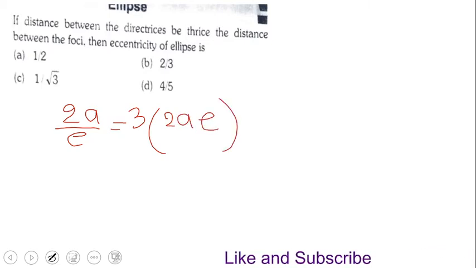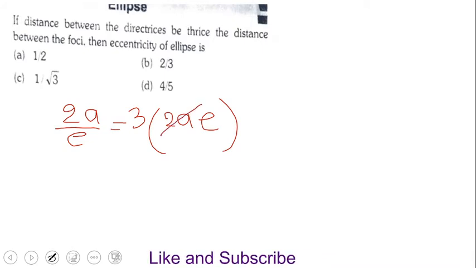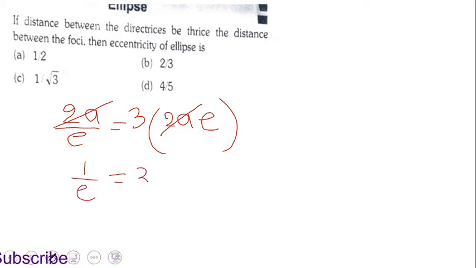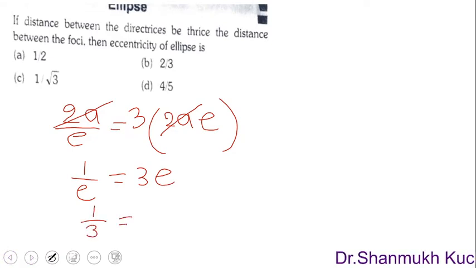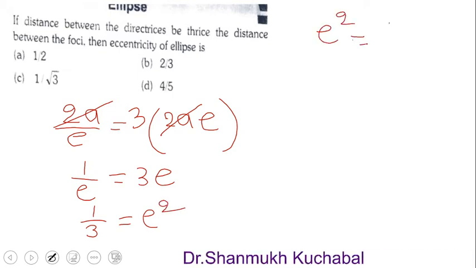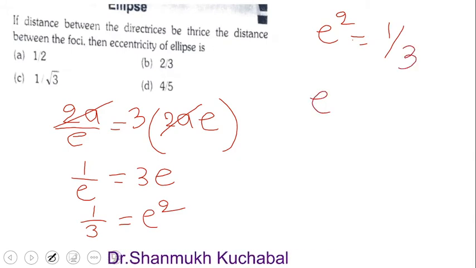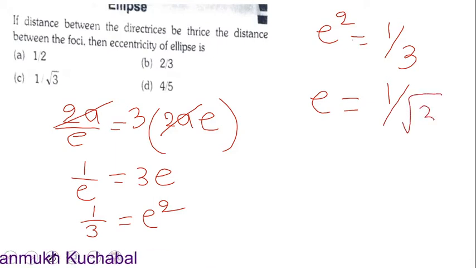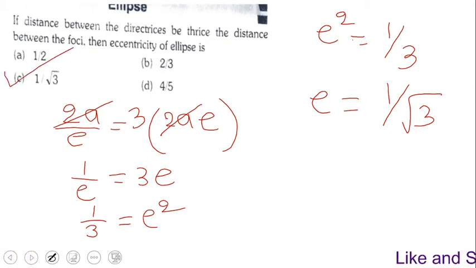Further, 2a is in the numerator on both sides, so both will get cancelled. Then I can write 1 by e equal to 3 times e, or else 1 divided by 3 equal to e square. So e square equals 1 by 3, and the value of e is the square root of 1, which is 1, divided by the square root of 3. So e is 1 by root 3. Therefore, clearly option C is the right answer.